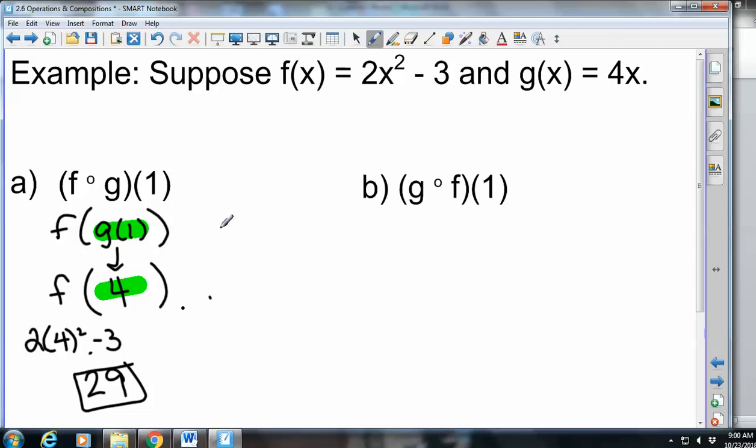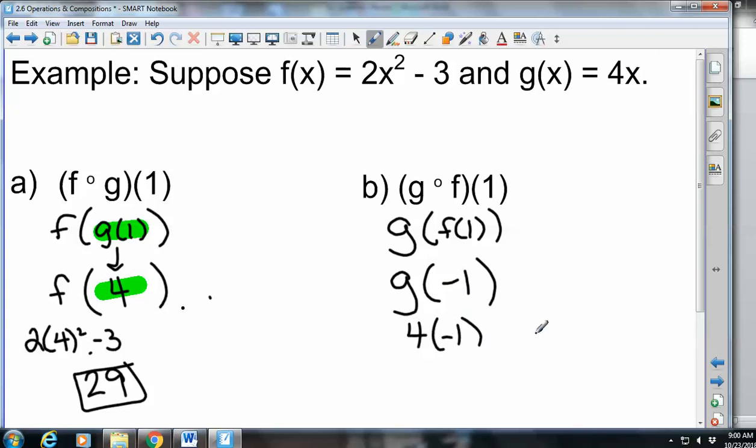So this one is saying we need to do g of f of 1. So this time you're going to start by plugging a 1 into f. So if I plug 1 into f, what do you get out? -1. Now you're going to put a -1 into g. So 4 times -1 gives us -4.